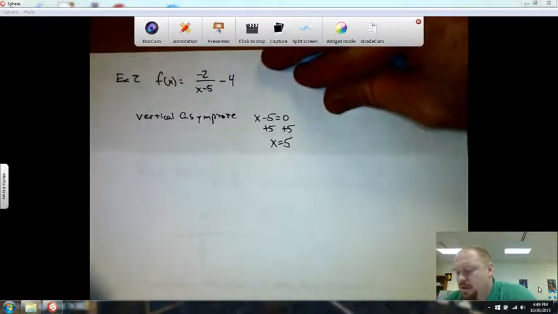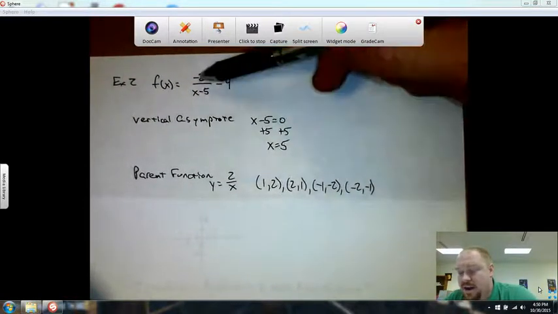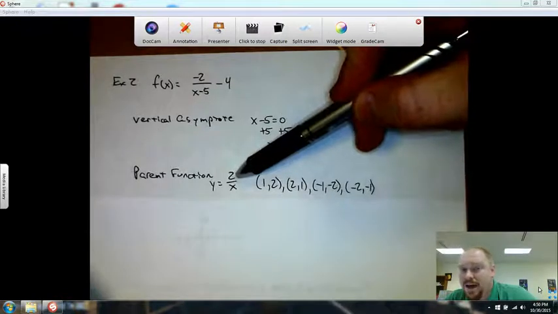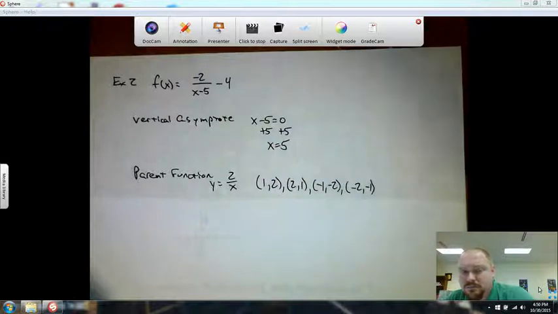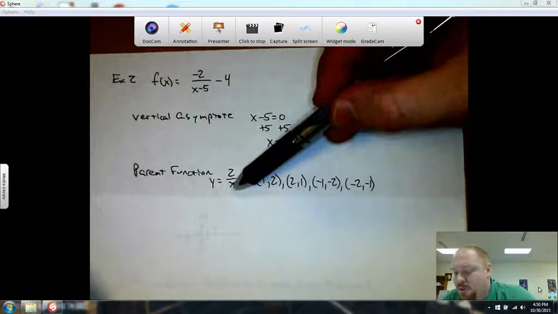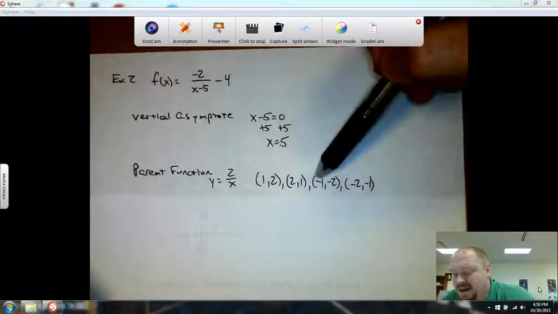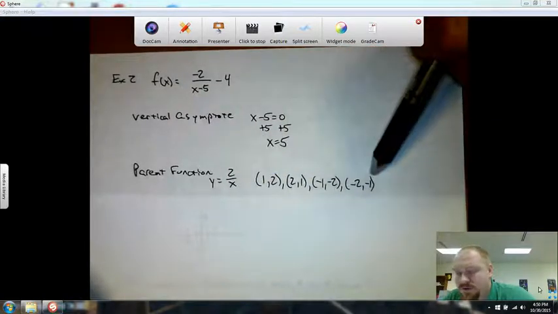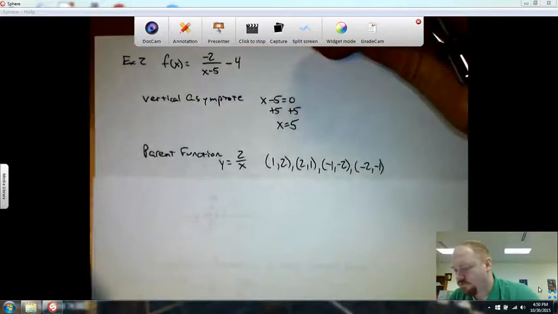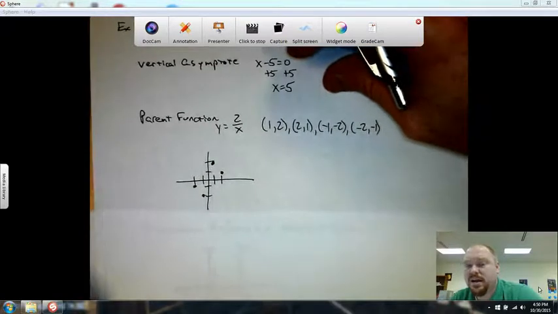So, my parent function is, notice that I took the positive value of what's on top and then just x on the bottom. And then I followed that same pattern as before. 2 divided by 1 is 2. 2 divided by 2 is 1. 2 divided by -1 is -2. 2 divided by -2 is -1. So I plotted those just to give me a general idea of what's going on.